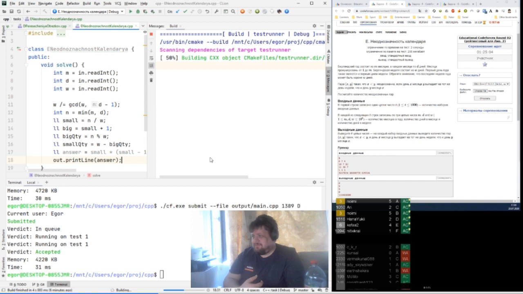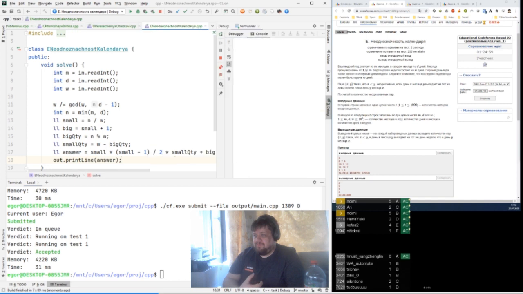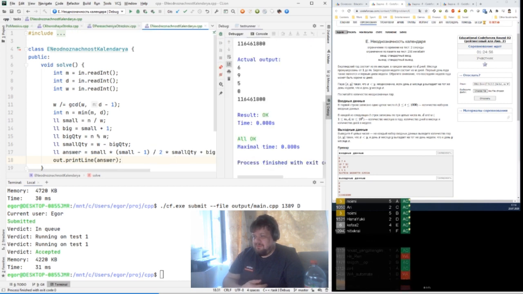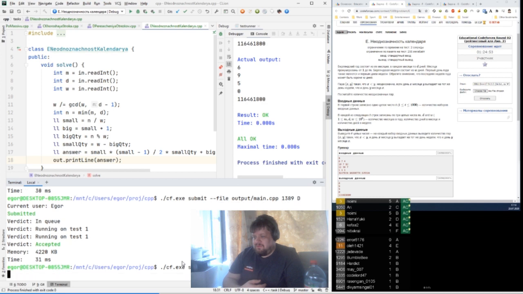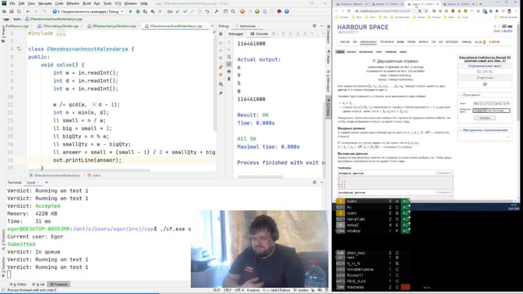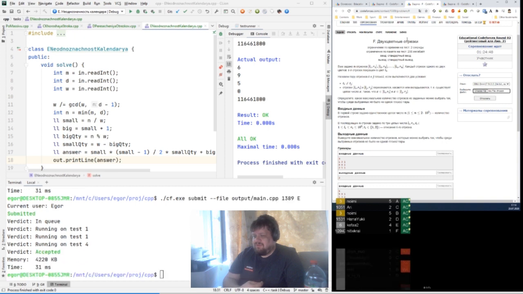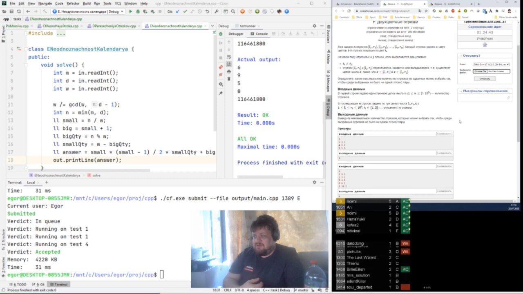This is it for problem E. And we are on to the harder problems of this contest. So problem F. In problem F, we have some segments of two possible colors. We need to select some subset of these segments such that no two segments of different colors have common points.